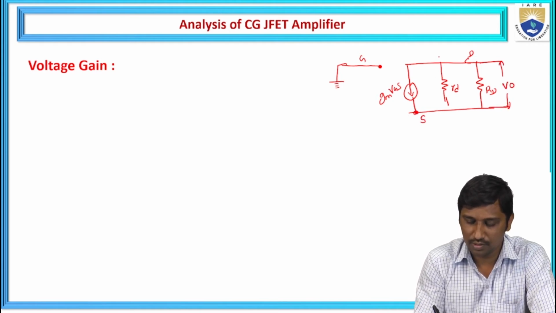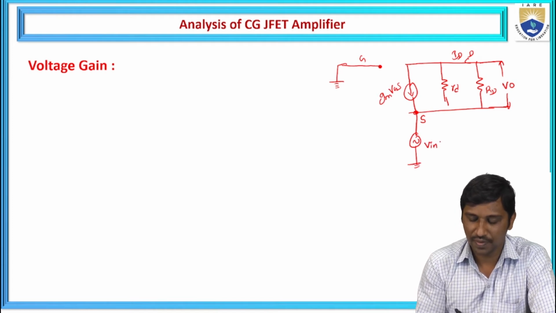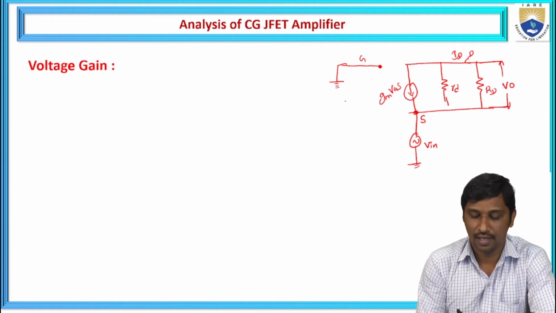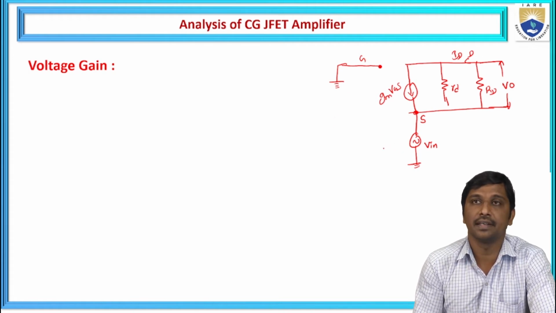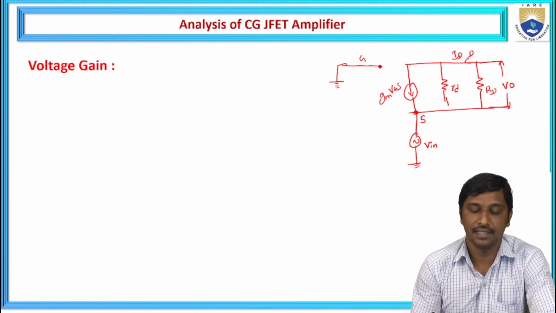This is the source. This is the drain. Here the current is ID. Across the source we have some input parameter Vin. So let us consider this, and from this representation, now we need to calculate the voltage gain.